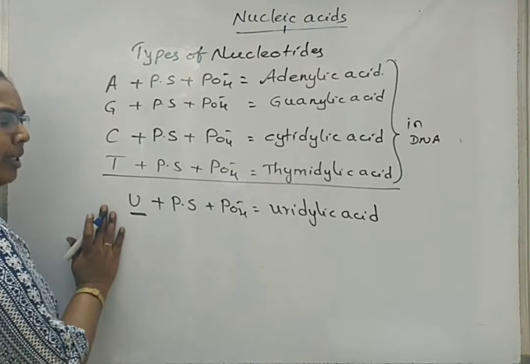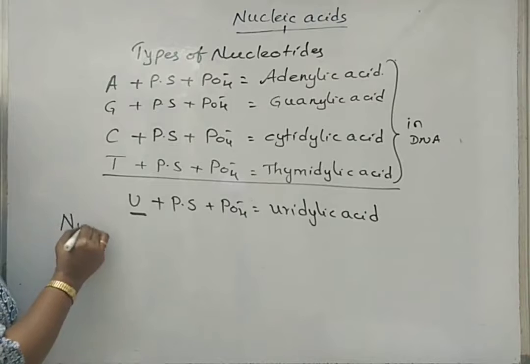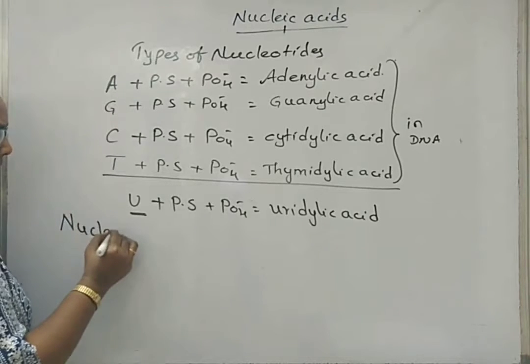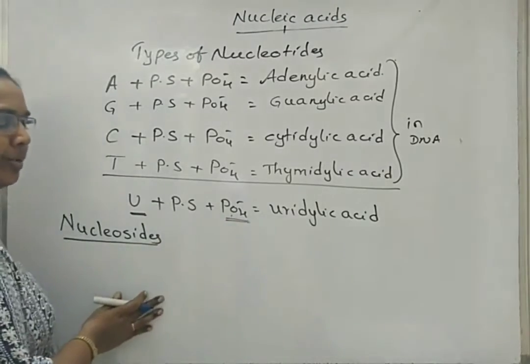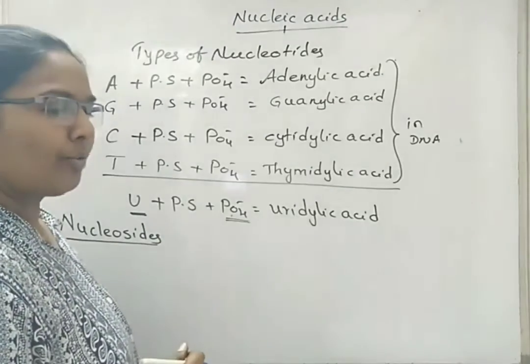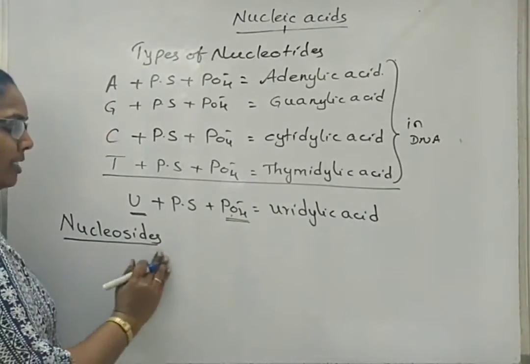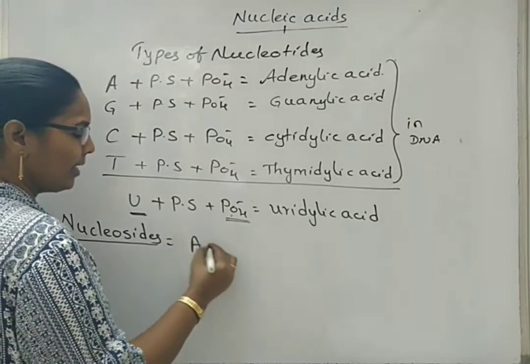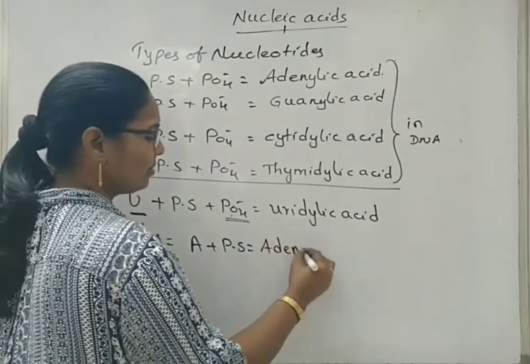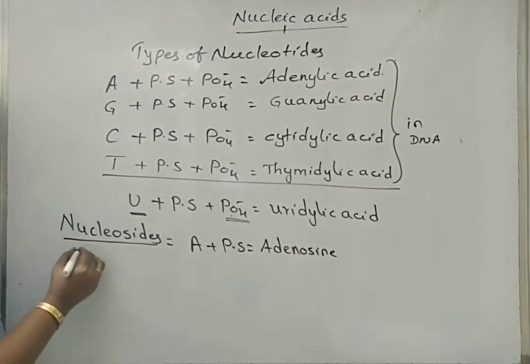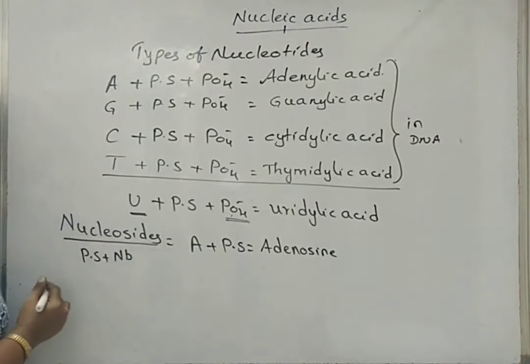This is about the nucleotides, the term nucleotides. Then what about another term, that is nucleosides? Means if we remove the phosphate molecule from a nucleotide, then that combination of pentose sugar and a nitrogen base is called a nucleoside. So adenine plus pentose sugar is called adenosine. So here we can write pentose sugar plus nitrogen base.